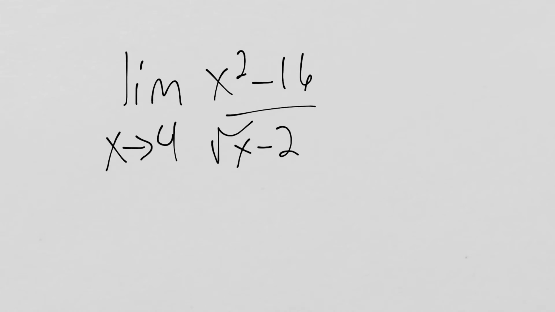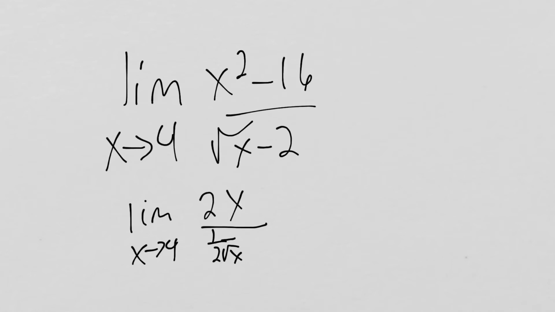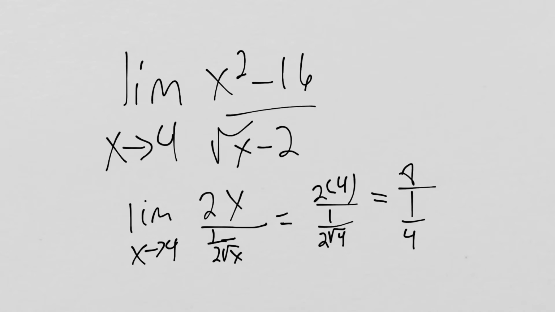So in this case, if we plug in 4, we're going to get 0 over 0. We get 16 minus 16 over 2 minus 2. So if we do the limit as x approaches 4 of the derivative of the numerator, which is going to be 2x minus 0, divided by the derivative of the denominator, which is going to be 1 over 2 root x minus 0. Now we can just try to plug in 4, so we get 2 times 4 over 1 over 2 times square root 4, which is going to be 8 over 1 over, 2 times 2 is going to be 4. So now we just need to simplify this.